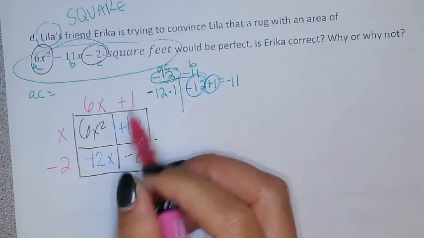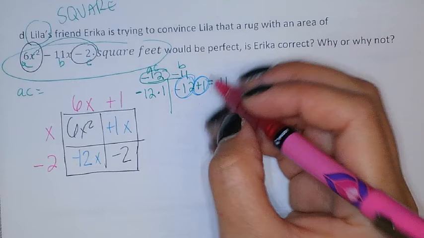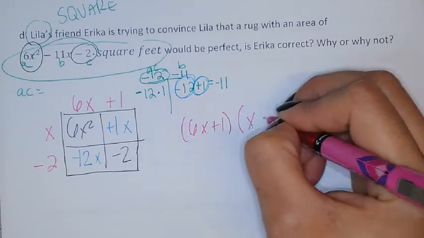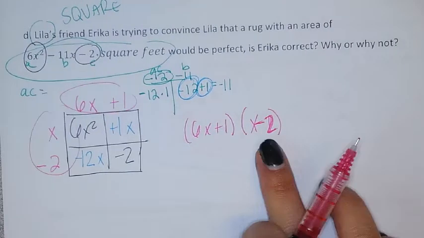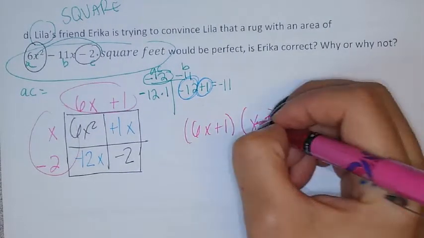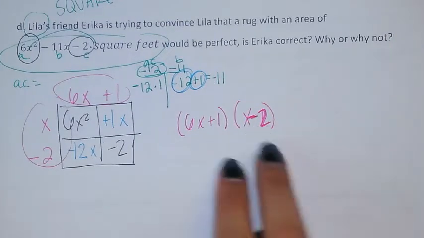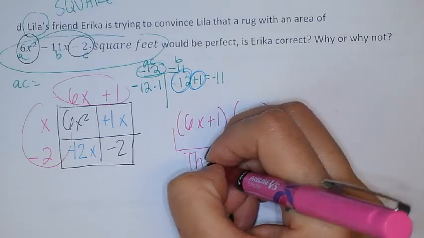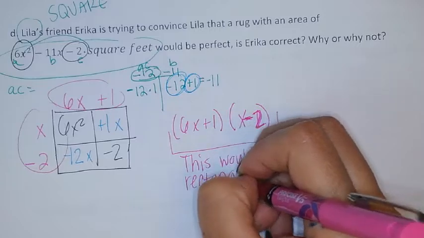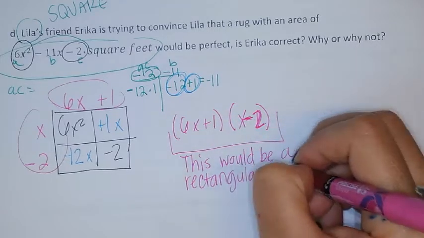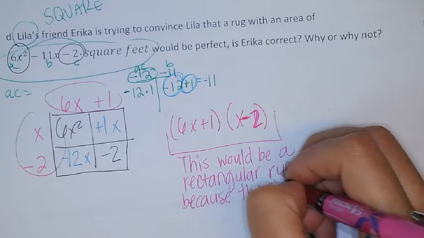And this rug that Erica suggested is 6x plus 1 and x minus 2, sorry, not plus 2, minus 2. These are the dimensions of each of the lengths of this. You look at them and you know that this is not a square, this is a rectangular area. This would be a rectangular rug because the side lengths are not equal.